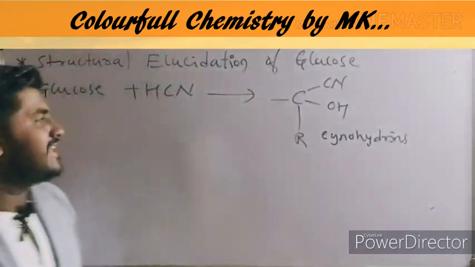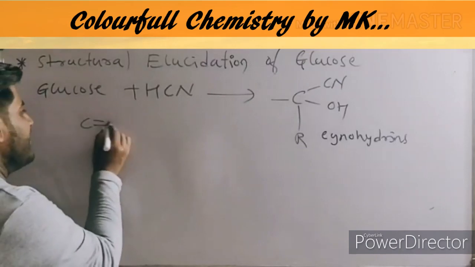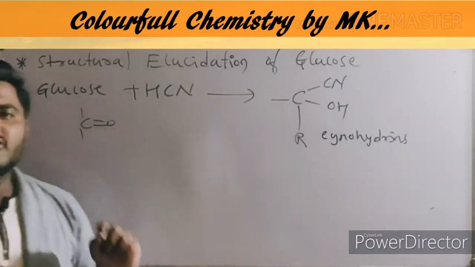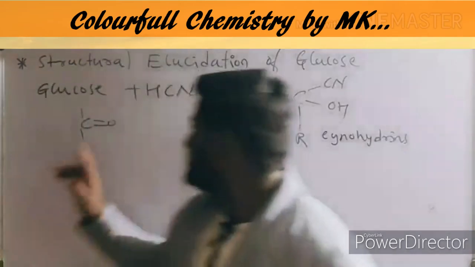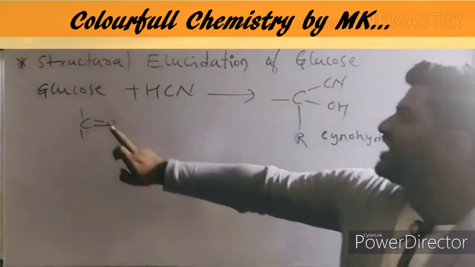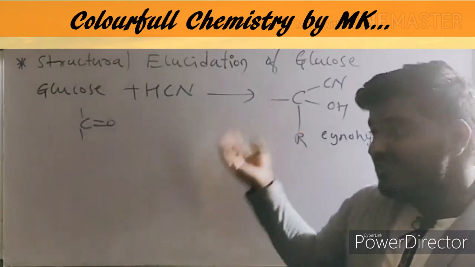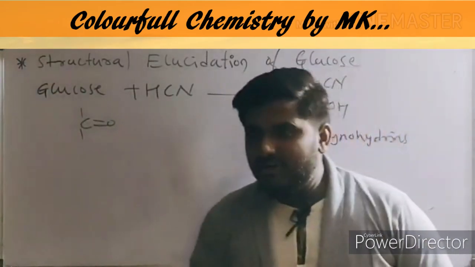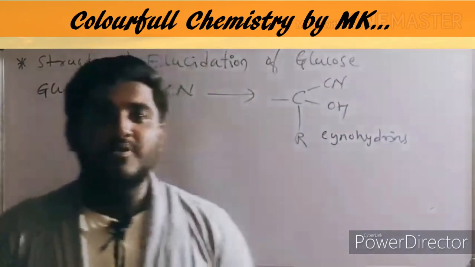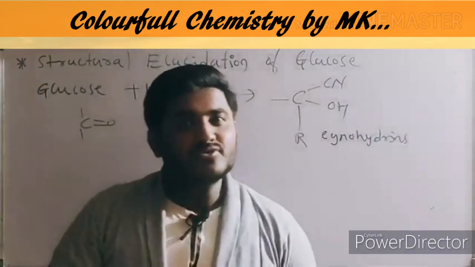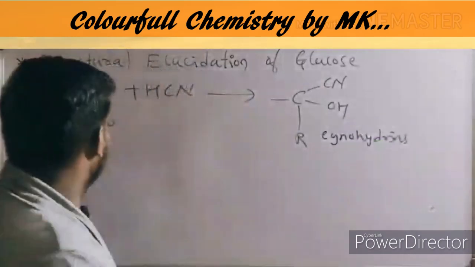So this reaction also indicates that glucose has a carbon-oxygen double bond, that is, a carbonyl group. Is it? So this reaction also indicates that glucose has a carbonyl group. But at this stage we still can't say whether the carbonyl group is an aldehyde group or a ketonic group. To know whether the carbonyl group is aldehyde or ketone, we have to study the next reactions. Look here.